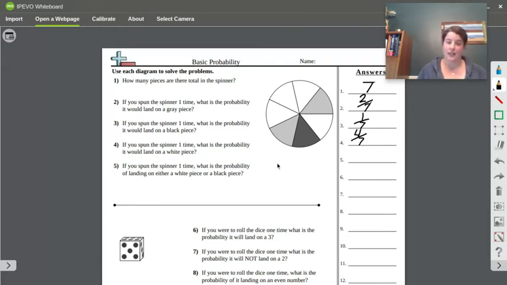And then finally, if you spun the spinner 1 time, what's the probability of landing on either a white piece or a black piece? So we can count all the white pieces. There are 4. All the black pieces, there is 1. So our measured outcomes, we have 5 possible out of 7. So that's our most likely one.